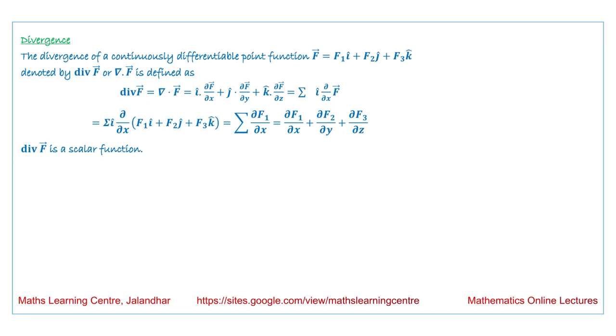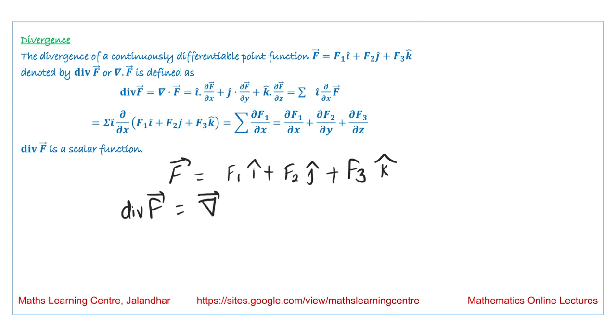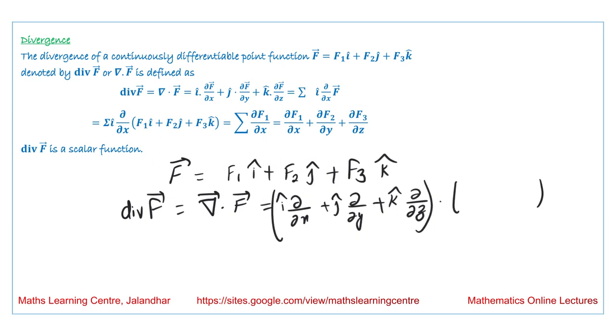Suppose a continuously differentiable vector function F vector is given to us, with value f1 i cap plus f2 j cap plus f3 k cap. The divergence of F is equal to del vector dot F vector. The value of del we know is del by del x i cap plus j cap into del by del y plus k cap into del by del z, and we take its dot product with F vector.